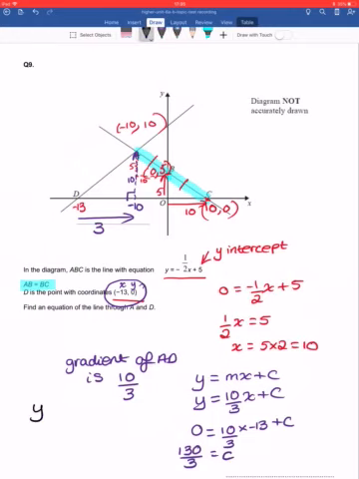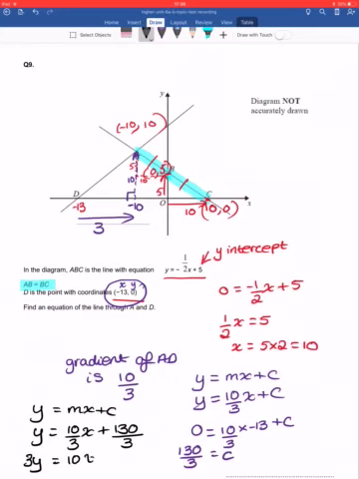Right, so to finish off, I've got y equals mx plus c. I've decided that my m is 10 over 3 and my c is 130 over 3. If you wanted to make it look nicer, you could multiply by 3 to get rid of that fraction, and you'd get 3y equals 10x plus 130. A real grade 8 question, that is.